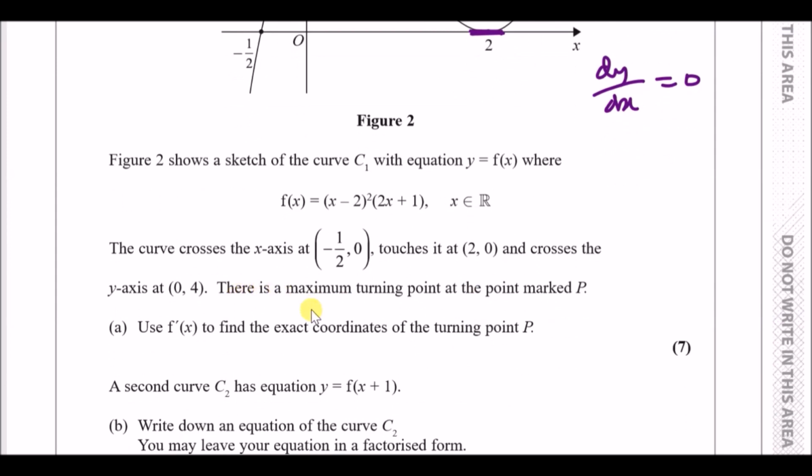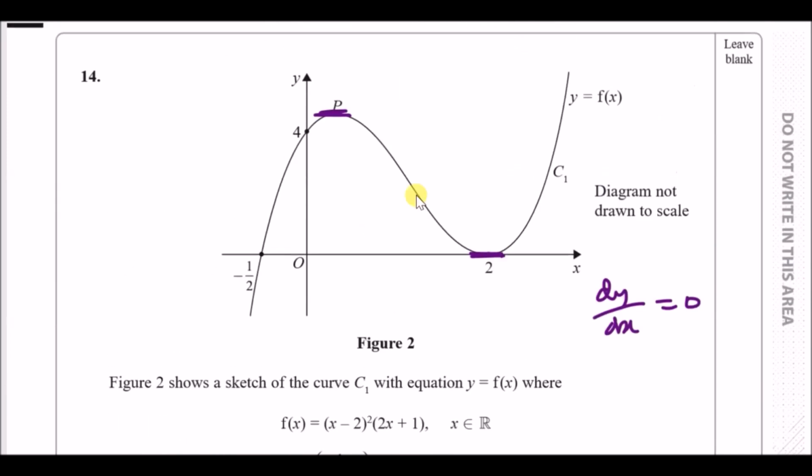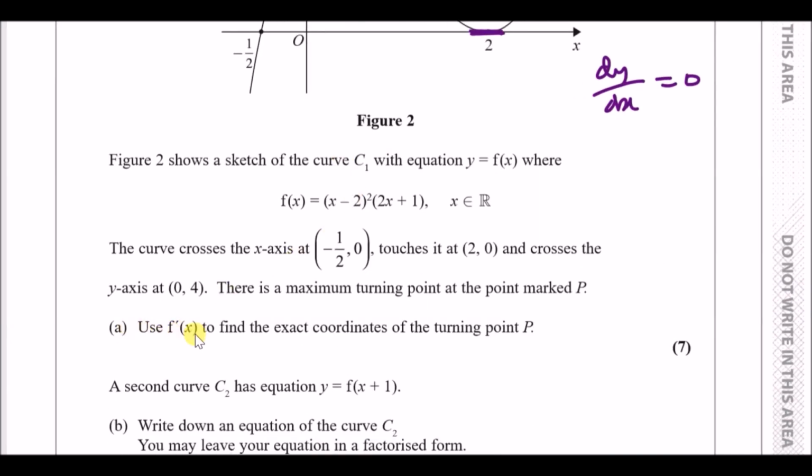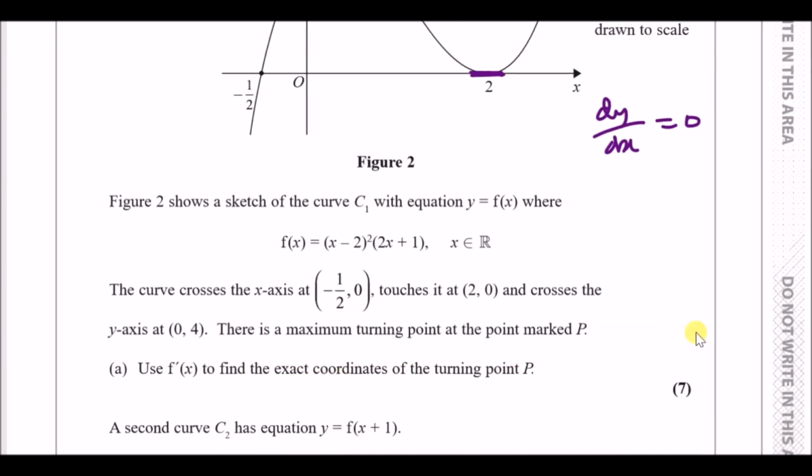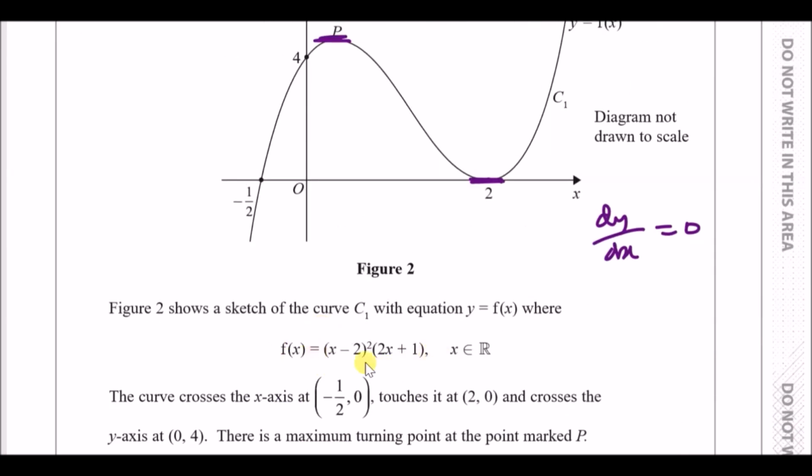Okay, so there is a maximum turning point at the point marked P. Part A: use the first derivative of fx to find the exact coordinates of the turning point P. Okay, straightforward. So literally walking you through here. So here's our fx function. So what you should do is actually expand this first. So let's go ahead and expand it, yeah?